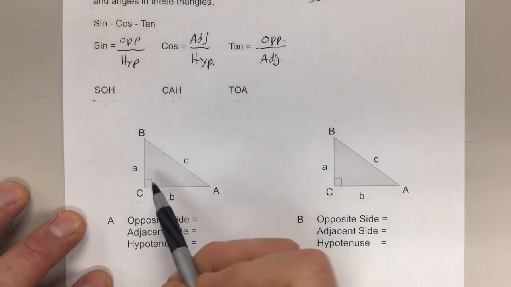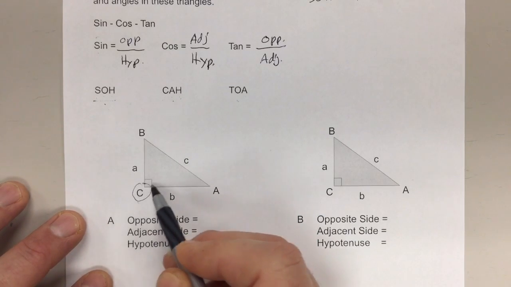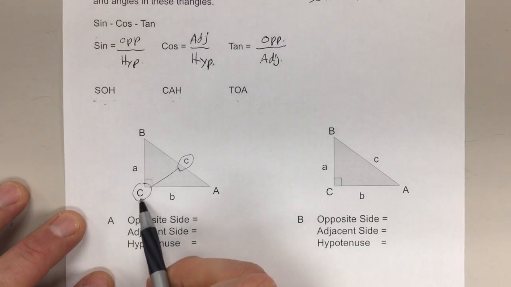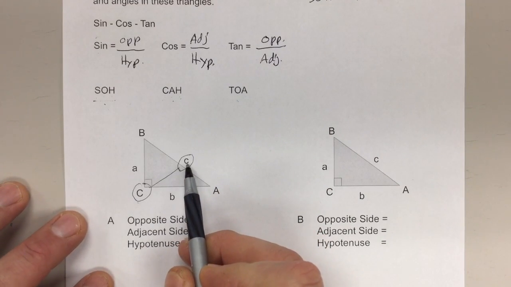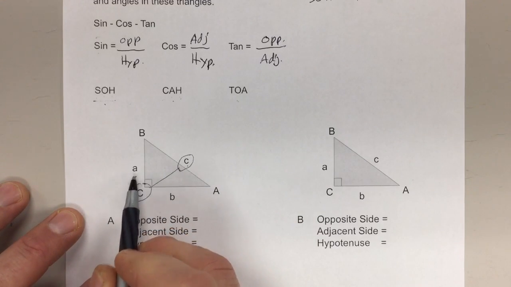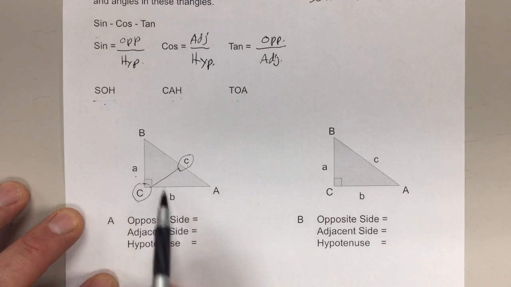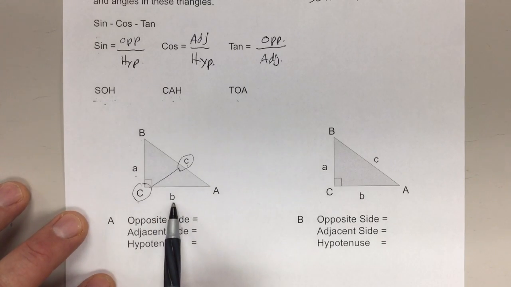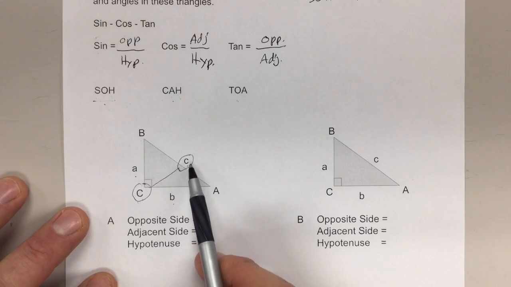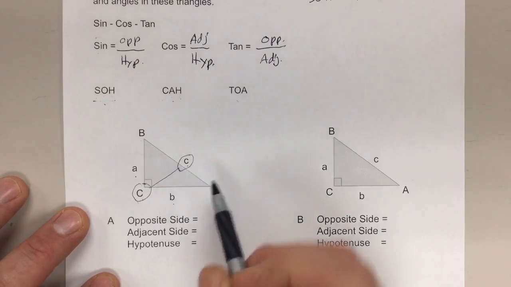And you'll notice that the letters are always across from one another. So capital C is directly across from lowercase c. Capital A is directly across from lowercase a. And capital B is directly across from lowercase b. C is always the 90-degree angle, and lowercase c is always the hypotenuse.